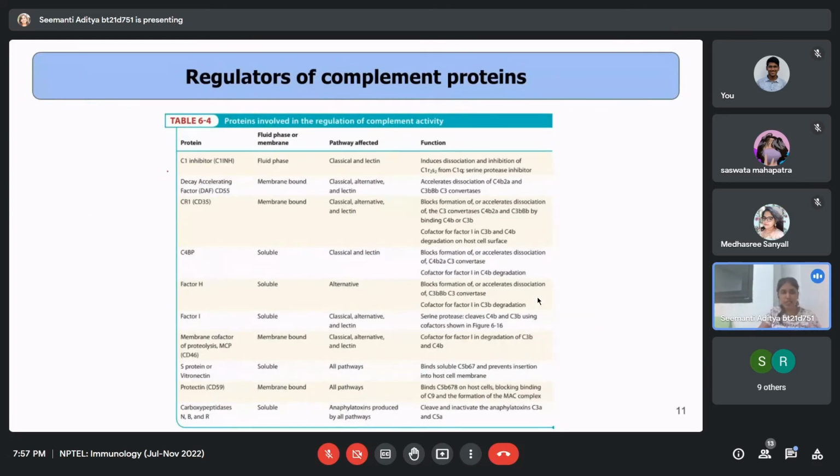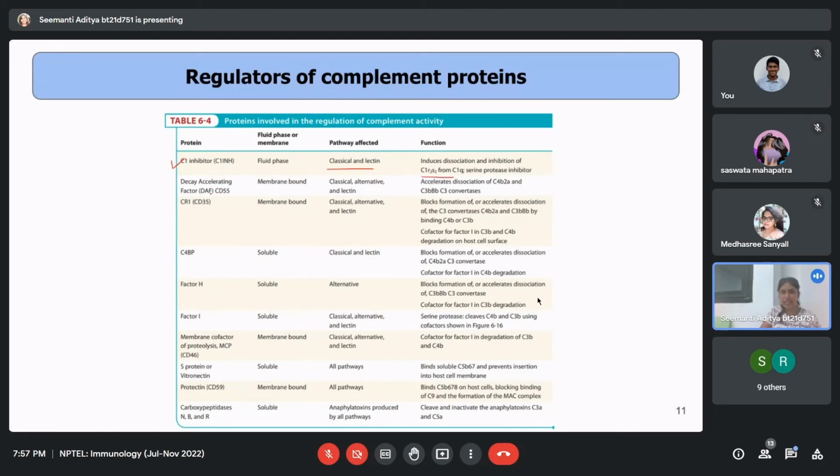So these are some of the regulators of complement proteins. You can go through that. It gives the name as well as the function and which pathway they are affecting. So C1 inhibitor protein will affect the classical and lectin pathway, obviously, because the alternative pathway starts from C3 protein. C1 inhibitor will bind to C1 and not allow the dissociation of C1r2s2 from C1q. So C2 and C4 will not get cleaved.